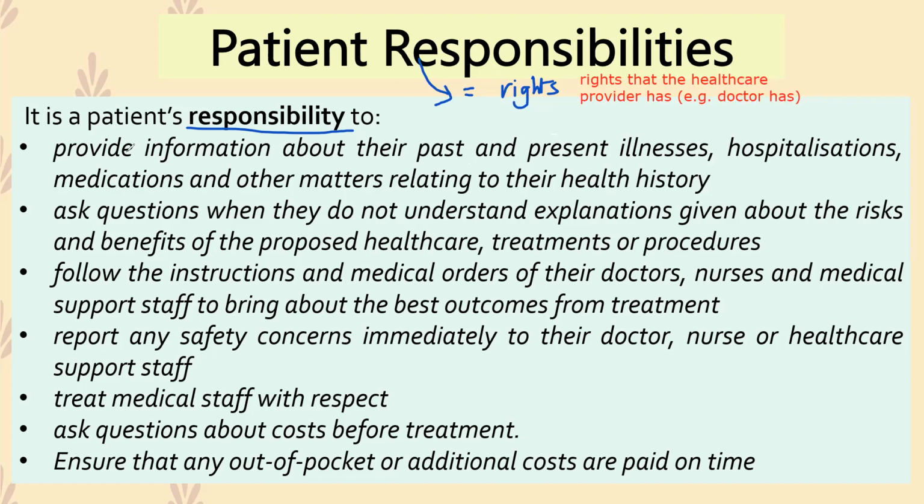The first one is that it's your responsibility to provide information about your past and present illnesses, any hospitalizations you've gone through, any medications, and any other matters relating to health history. You guys probably don't have experience doing this, but whenever you join a new medical center, they give you a paper and a clipboard. Maybe they do it online now as well. And you've got to fill in all your details there. Your parents most likely have done that for you. So you've got to fill in your name, your past conditions. Do you suffer from any heart conditions? Do you suffer from any blood-related disorders? There are all these different medical-related questions. It's your responsibility as a patient to make sure you answer these truthfully.